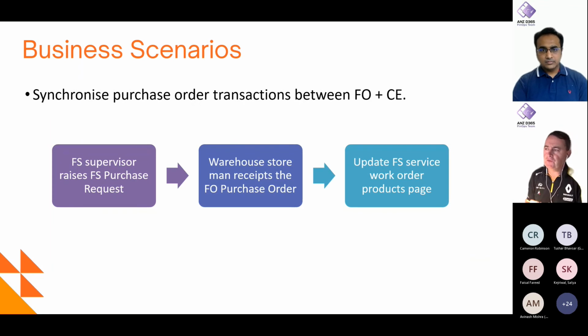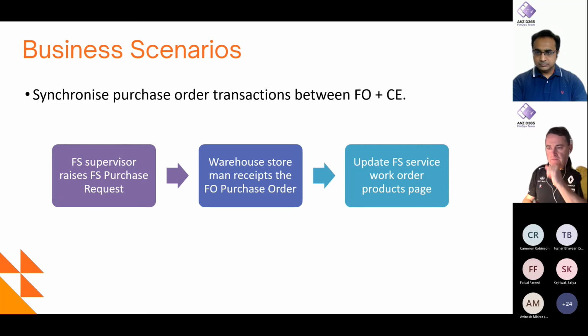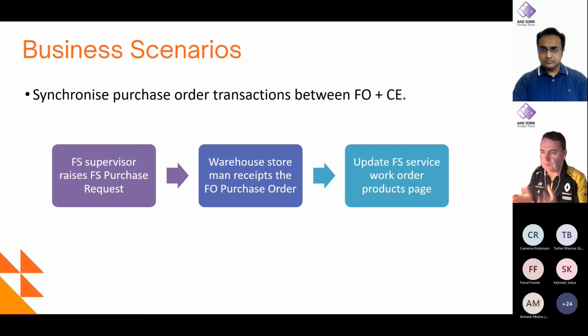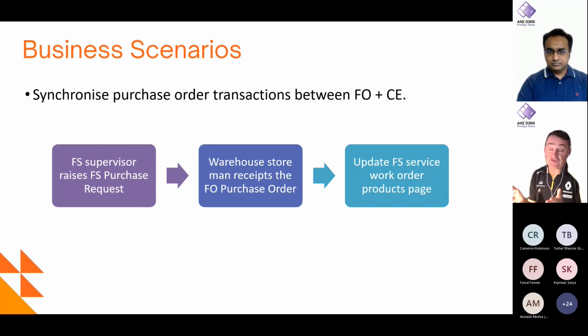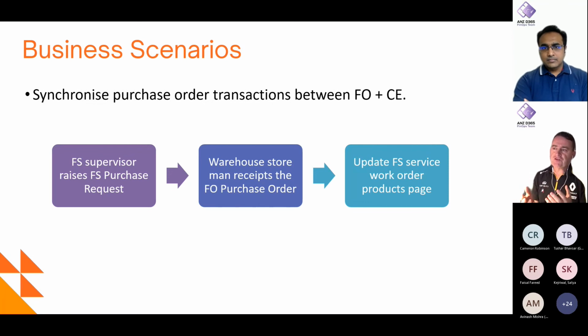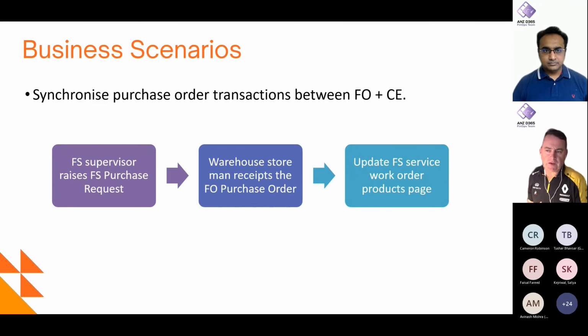What I thought I'd just talk through is some scenarios where we use business events. So not really focusing on dual write or virtual entities, but specifically around business events. And so this is an example of finance and operations, working with customer engagement. And here it might be the scenario of purchase order transactions, where we want to synchronise purchase orders between the two different systems. Why might we want to do that?